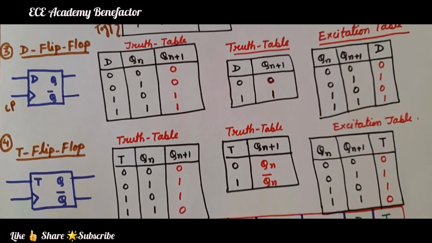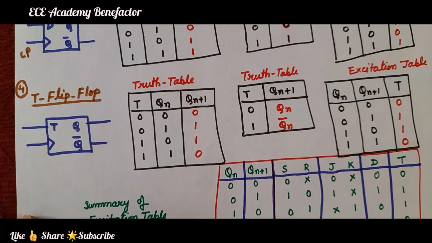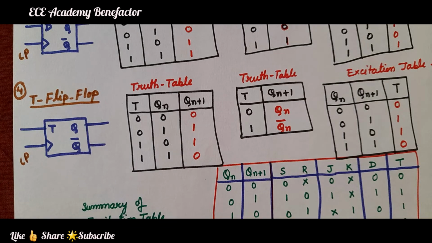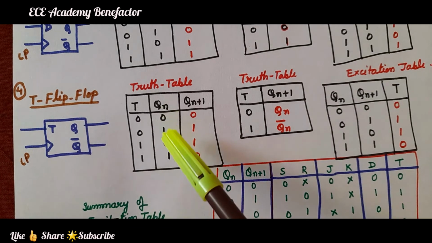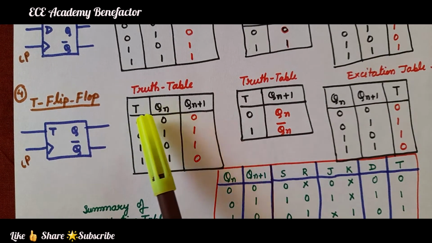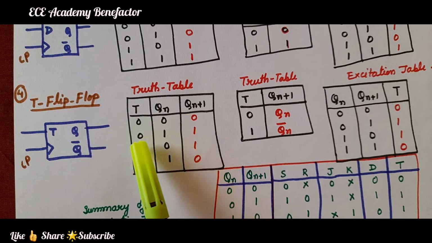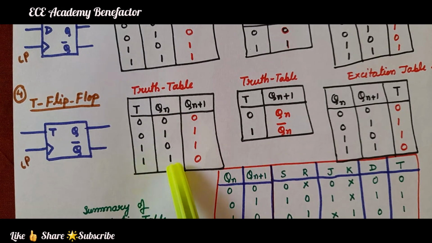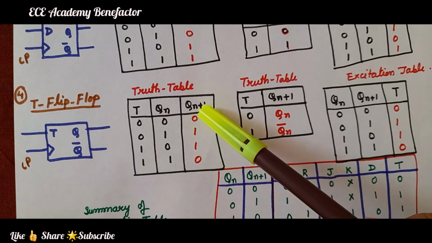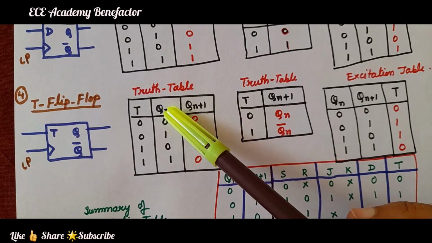Coming to the T flip-flop, it is a single input flip-flop having the clock pulse and 2 outputs, Q and Q bar. So, the truth table is, first we have written for 2 variables T and Qn. For these 2 variables we need 4 combinations, 0 0, 0 1, 1 0, 1 1. So, what is the output here? Qn plus 1 is the next state output, and Qn is the present state output.